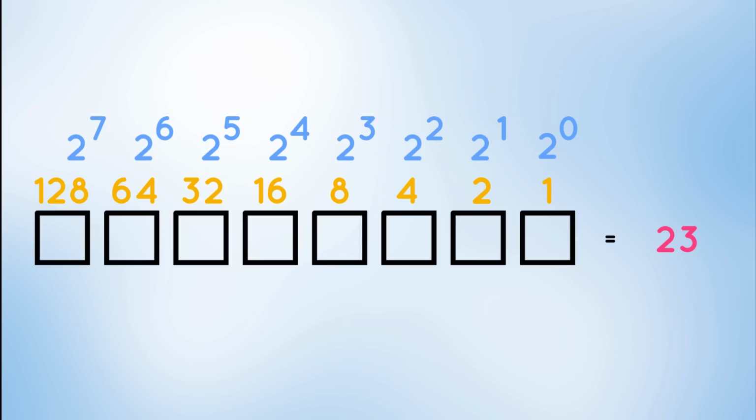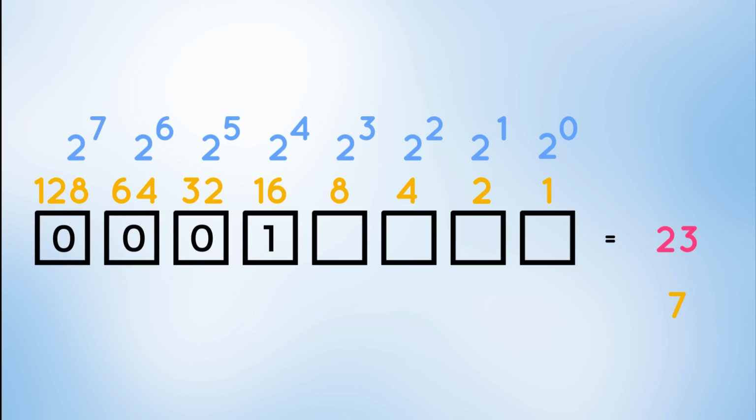128 is clearly not in the number 23, it's way too big, so we leave that as 0. 64 is not in 23, we also leave that as 0. 32 is certainly greater than 23, we leave that as 0. 16 goes into 23, so it's assigned the number 1. And so far we've used up 16, 23 minus 16 equals 7. There's 7 left we have to account for.